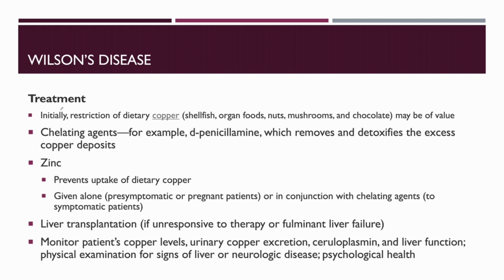How do we treat Wilson's? Well, we have to restrict dietary copper. There is copper in the food that we eat, especially shellfish, nuts, mushrooms, chocolate. And then we use chelating agents, for example penicillamine, which helps remove and detoxify copper deposits. We also use things like zinc, which helps prevent the uptake of copper. And liver transplantation is going to be if they're unresponsive or later on with fulminant liver failure.